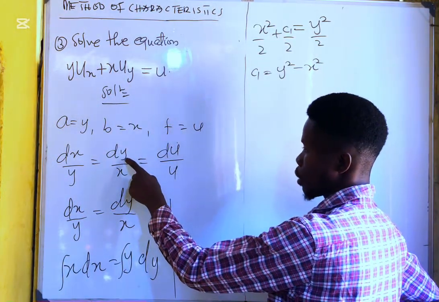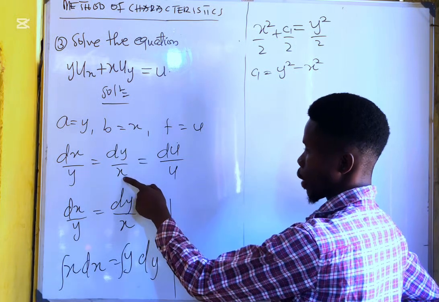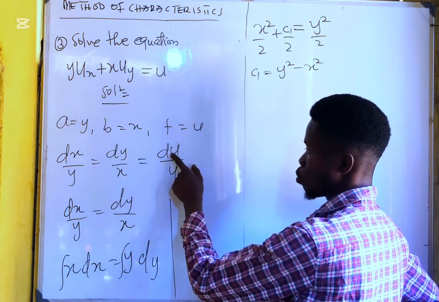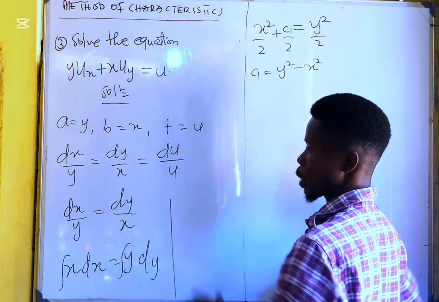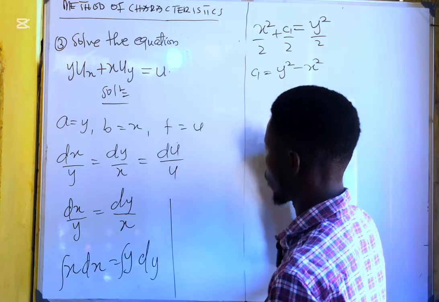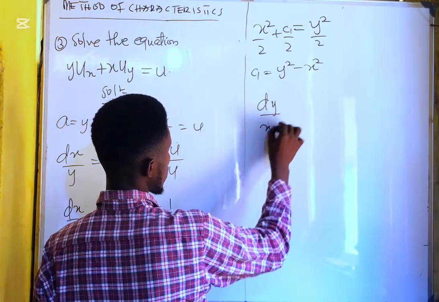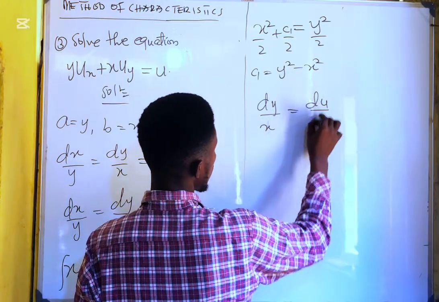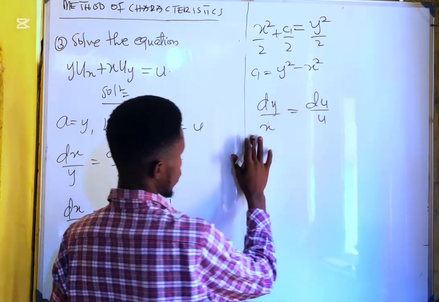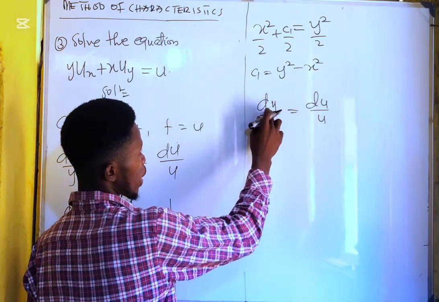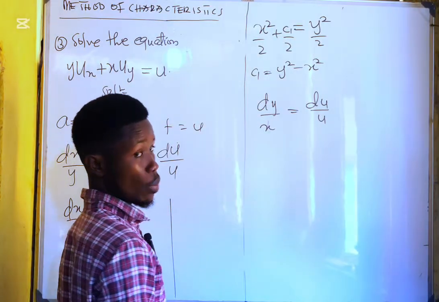Let's see, if I compare dy over x equals du over u, you can't separate this. Let's see. We compare dy over x equals du over u. This one can be integrated, but this cannot be integrated because the operator is dy, but it's over x, so it can't be integrated.